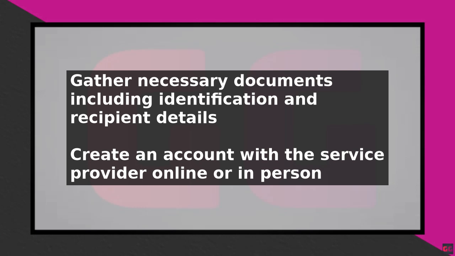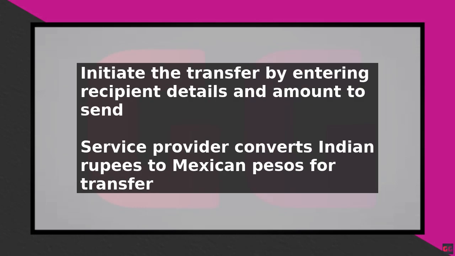After your account is set up, you can initiate the transfer by entering the recipient's details and the amount you want to send. The service provider will then convert your Indian rupees to Mexican pesos and transfer the funds to the recipient's bank account. The transfer time can vary depending on the service provider and the payment method, but it usually takes between 1 to 3 business days.